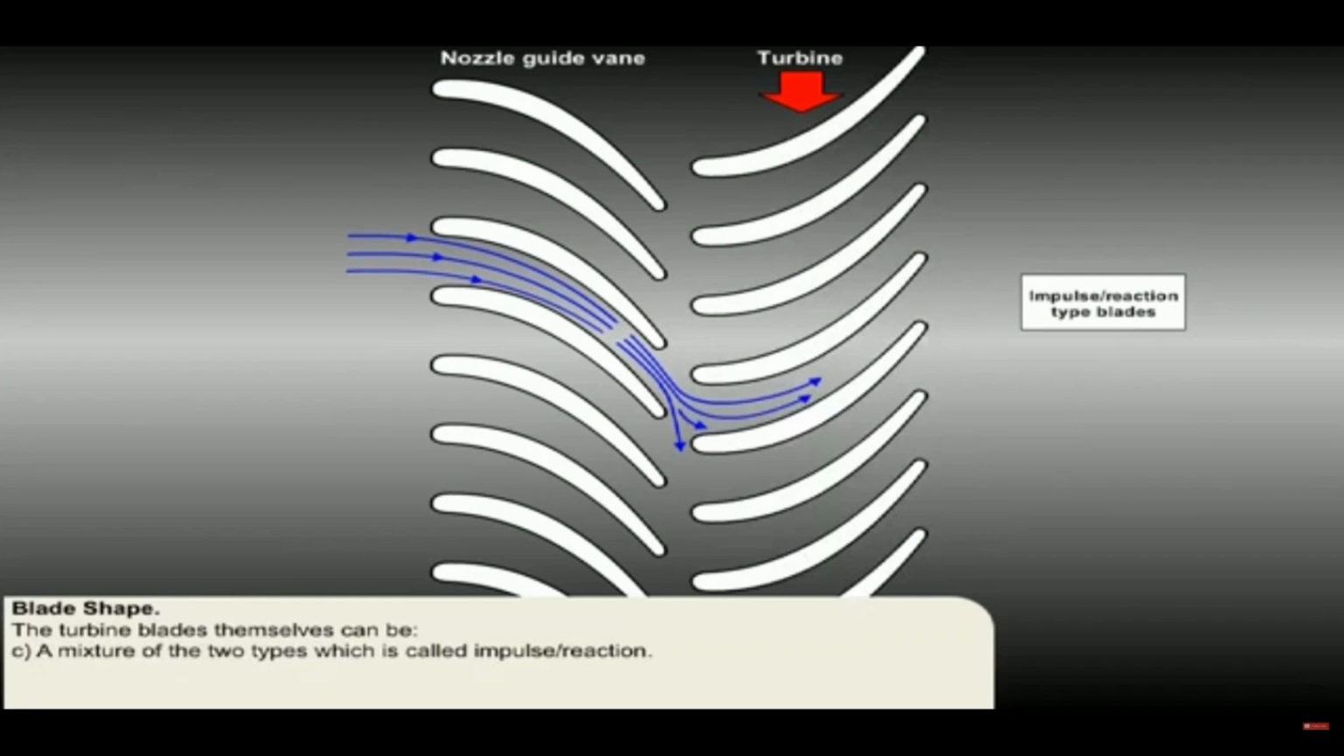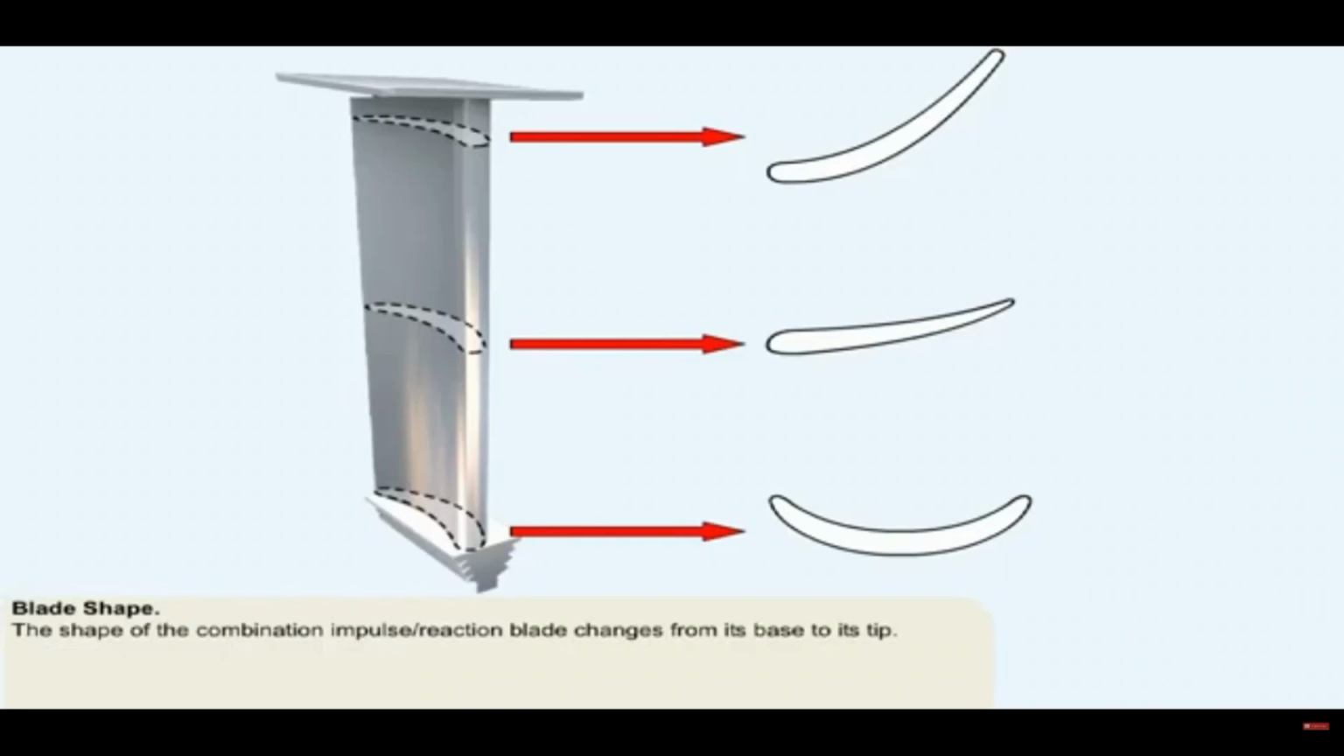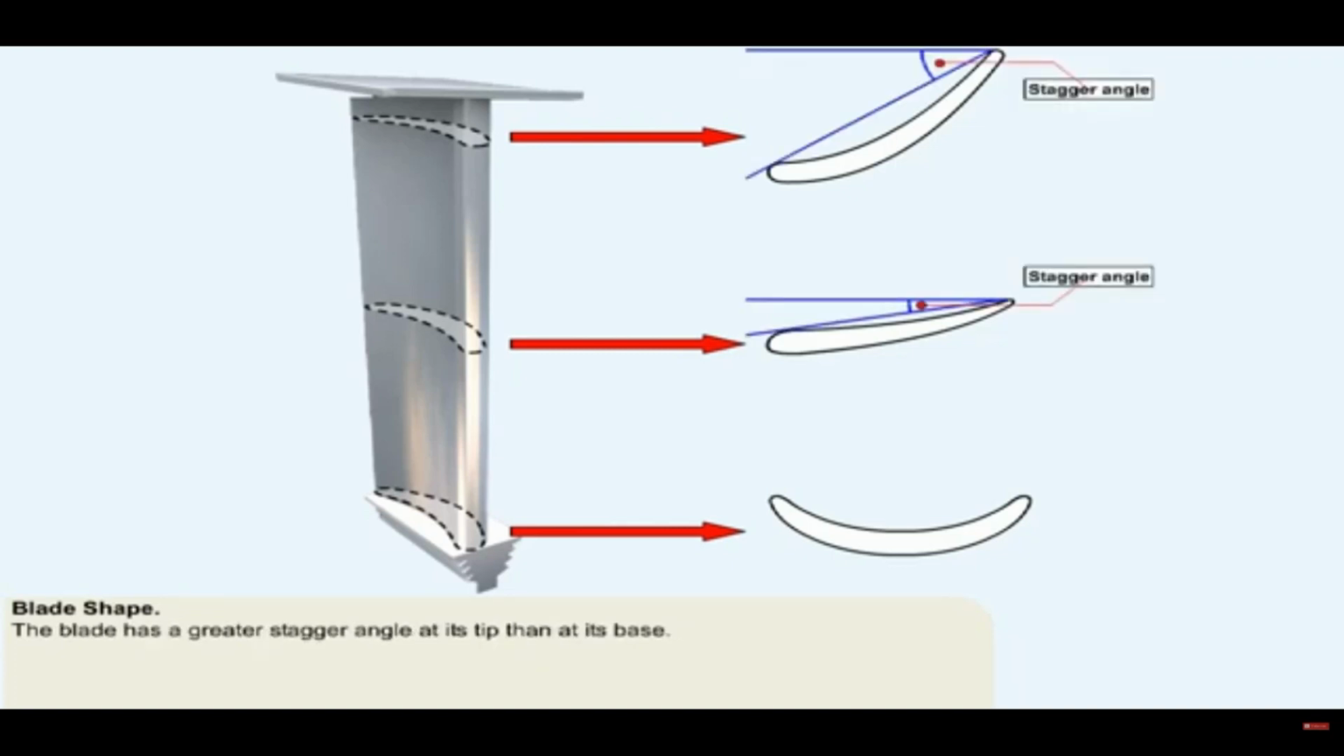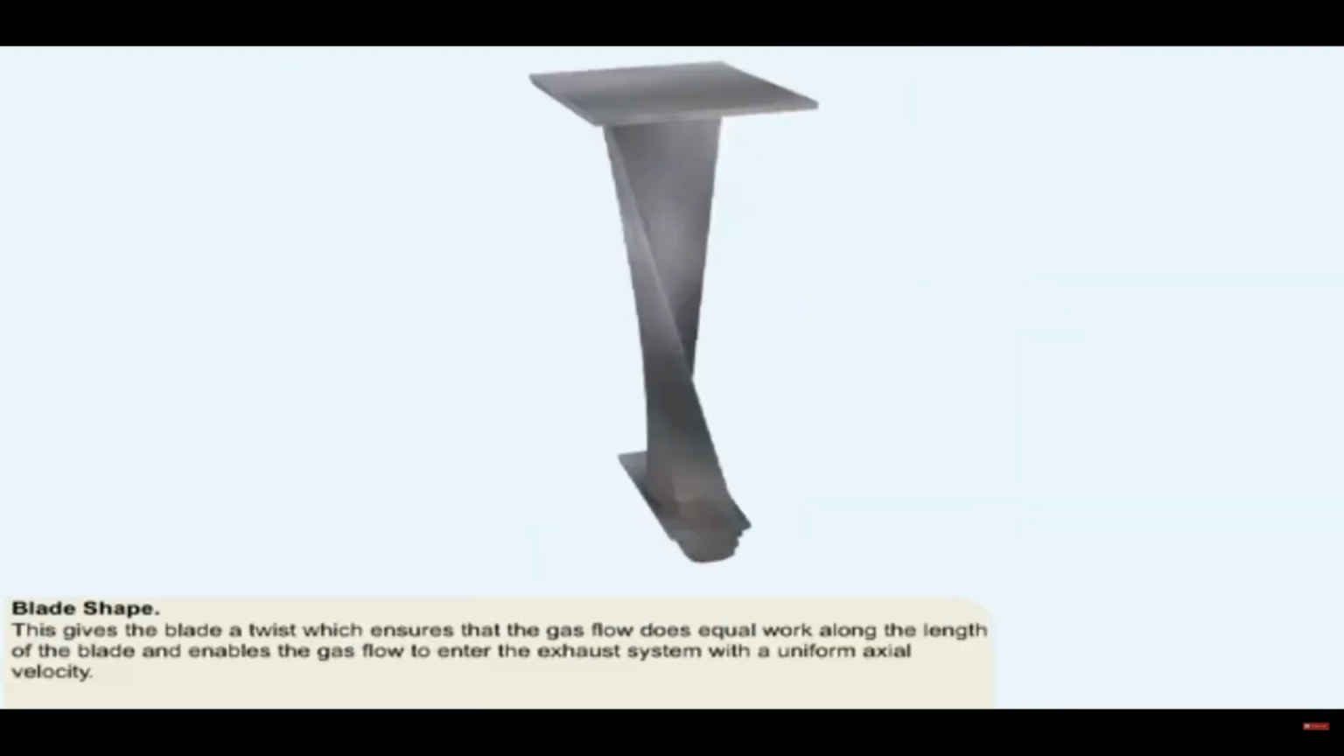This picture shows three end-on views of the combination impulse reaction blade. It illustrates how the shape of the blade changes from its base to its tip. The shape change is accomplished by the blade having a greater stagger angle at its tip than at its base. This gives the blade a twist, which ensures that the gas flow does equal work along the length of the blade, and also enables the gas flow to enter the exhaust system with a uniform axial velocity.